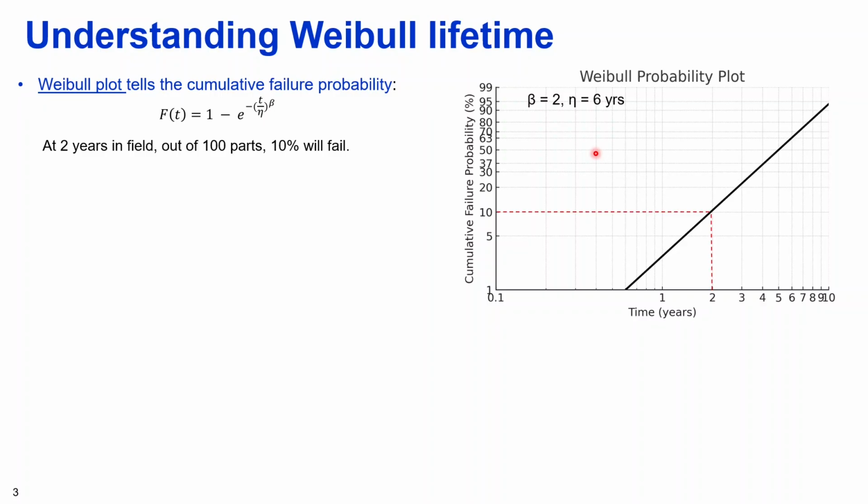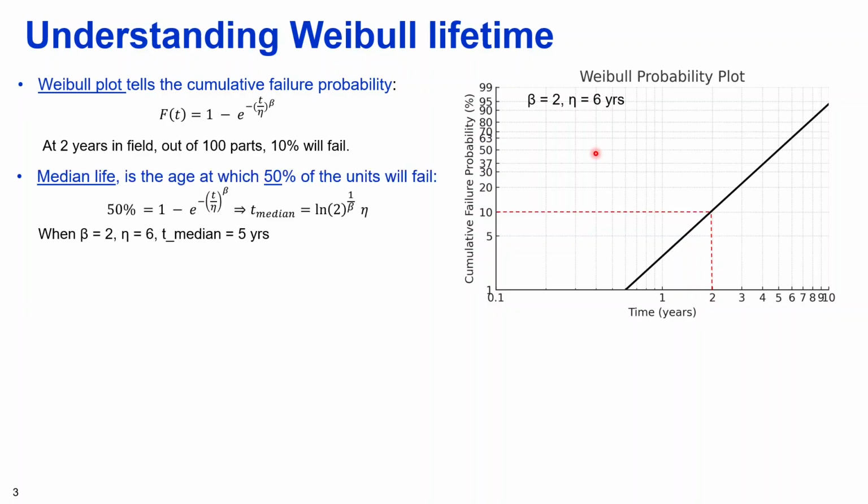fail after 2 years. The median life is when 50% of the population will fail, and it can be mathematically calculated by substituting F(t) with 50% and back calculate the time t. And it can also be read from the plot, where at 50%, the time here is around 5 years.